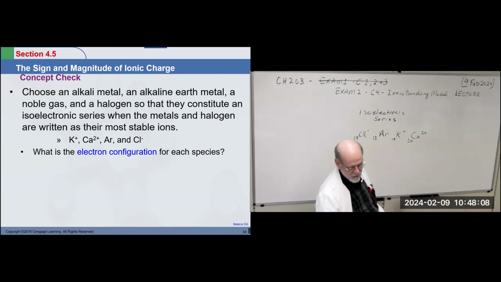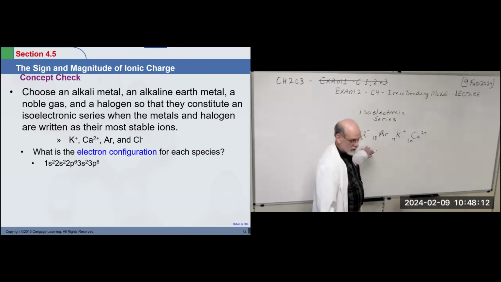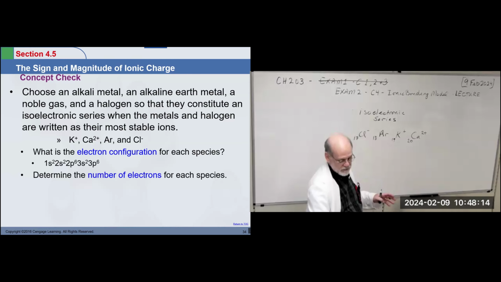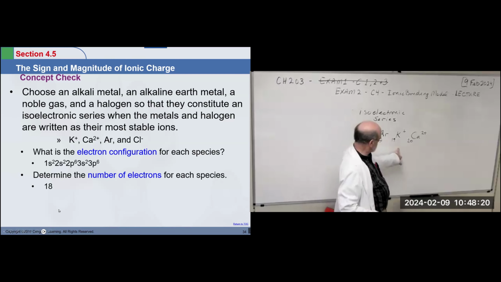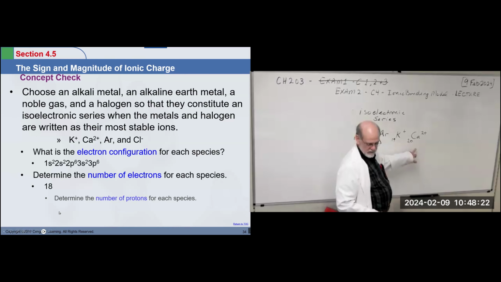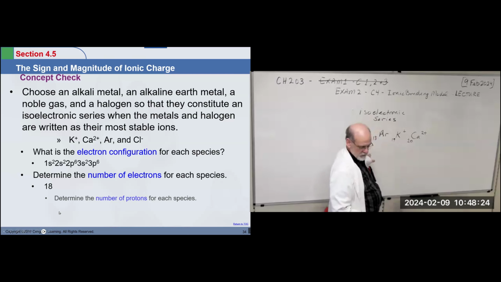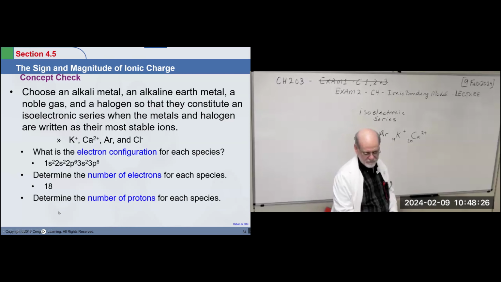All right. I already gave you the number of electrons for each one. It's exactly 18 for each one. But the number of protons for each is different. Okay. So we have 19 for potassium. The next one they gave is 20, 18 for argon, and 17 for a halogen.